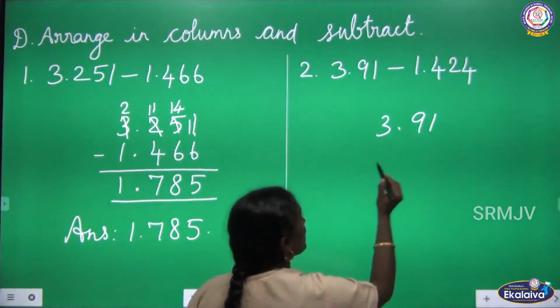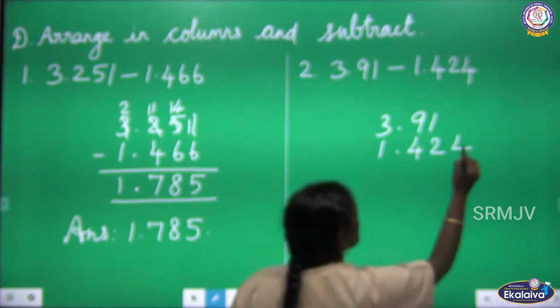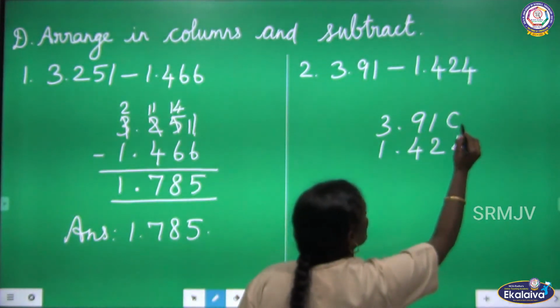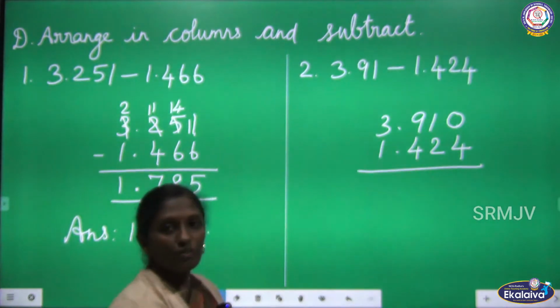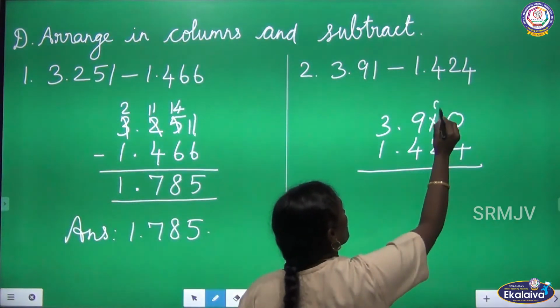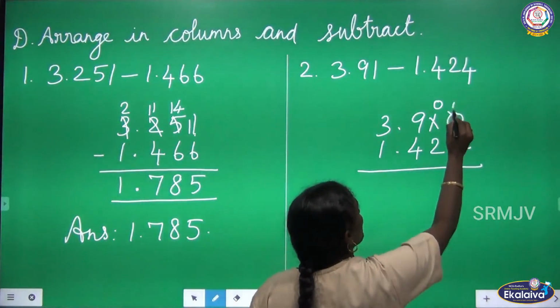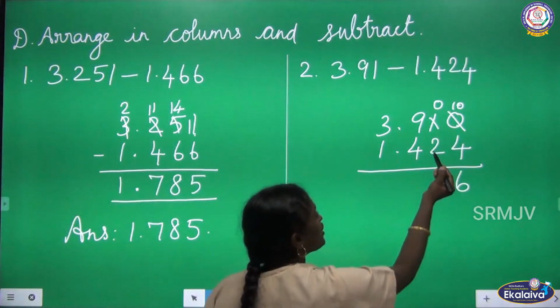3.91, here we are having only 2 decimal places. In the second number we are having 3 decimal places. For that here we have to add 1 zero. Now 0 minus 4, we can't subtract 4 from 0. So we have to borrow from 1. 1 will become 0. Here this 0 will become 10. 10 minus 4, 6. Here again 0 minus 2.